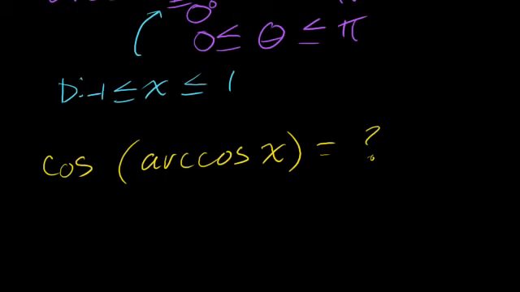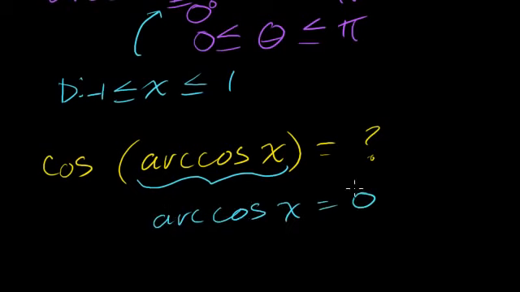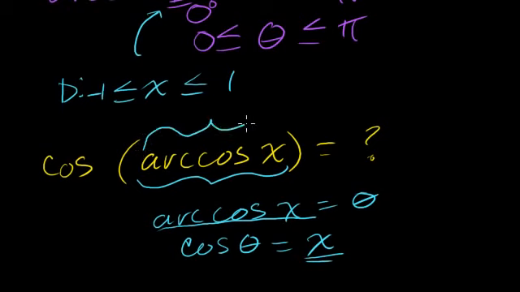Well, this statement right here could be said, let's say that the arc cosine of x is equal to theta. That means that the cosine of theta is equal to x, right? So if the arc cosine of x is equal to theta, we can replace this with theta. And then the cosine of theta is x. So this whole thing is going to be x.